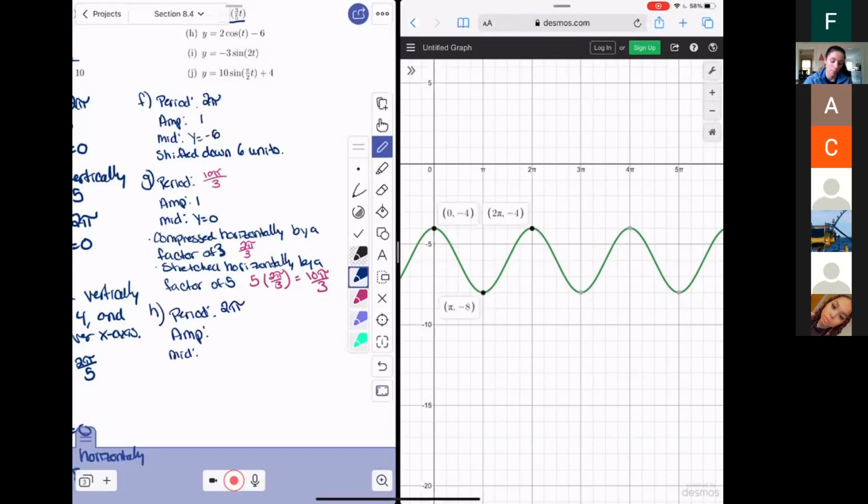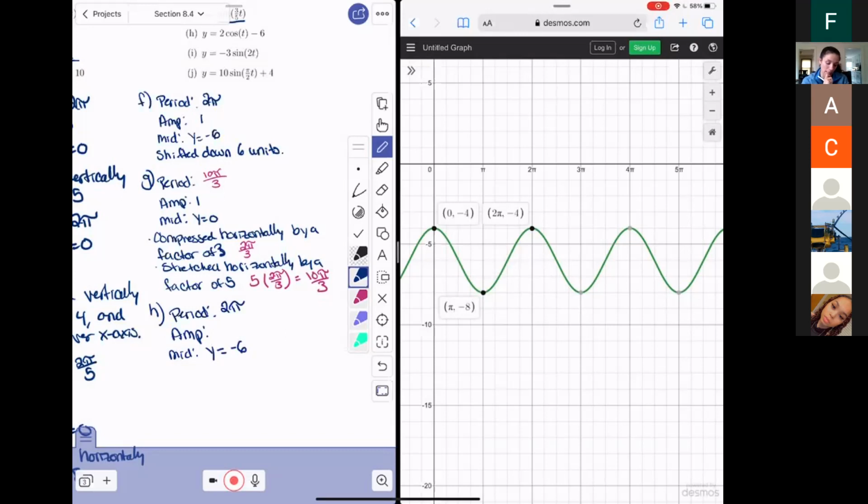Can someone tell me what our midline is if our highest peaks are at -4 and our lowest peaks are at -8? Y equals -6. Good. Right, so it's just the point in between, which would be -6.